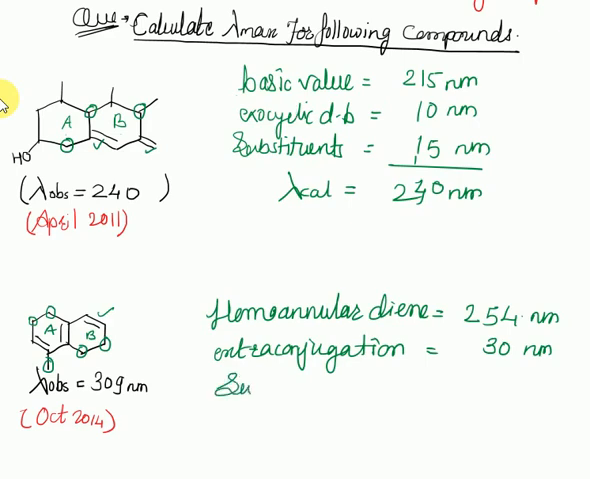One substituent contributes 5. There are a total of 5 substituents, so the total contribution by substituents is 25 nanometer. As we make the total, it becomes 254 plus 30 plus 25, that is 309 nanometer, and it is exactly equal to the observed wavelength. And this example was asked in the October 2014 examination of Savitribai Phule Pune University.